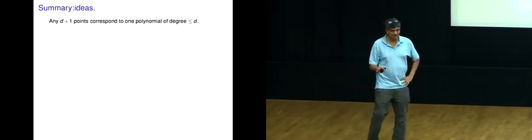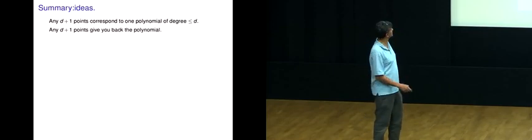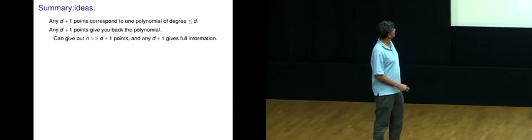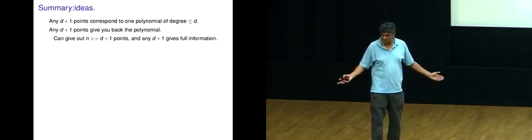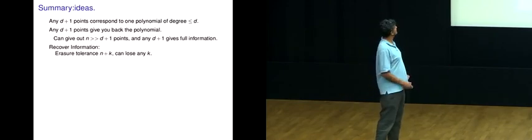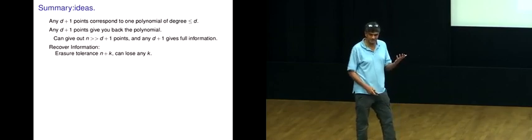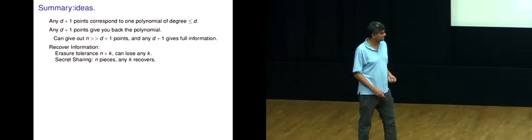This is the idea, right? Any d plus 1 points correspond to one degree d polynomial. Any d plus 1 points give you back the polynomial. You can give out way more points, and if you collect back up d plus 1 points, awesome. So you could recover information. That's what erasure coding is doing. That's what secret sharing is doing.